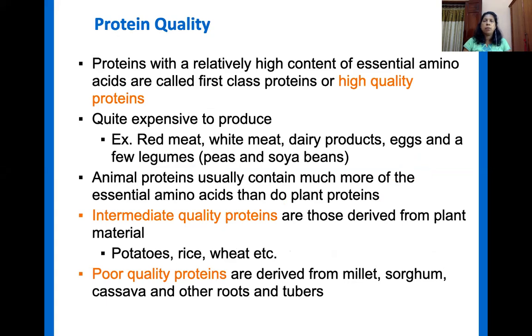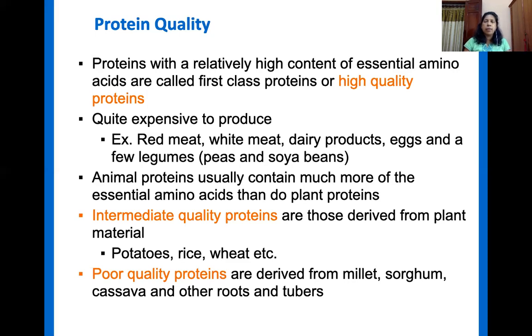When we talk about protein quality, proteins with a relatively high content of essential amino acids are called first-class proteins, so high-quality proteins. From the nutritional point of view, we talk about essential and non-essential. So what is the essential amino acid? Those are called first-class and high-quality protein. Quite expensive to produce, red meat, white meat, dairy products, eggs, and a few legumes, peas, and soybeans have this high-quality protein.